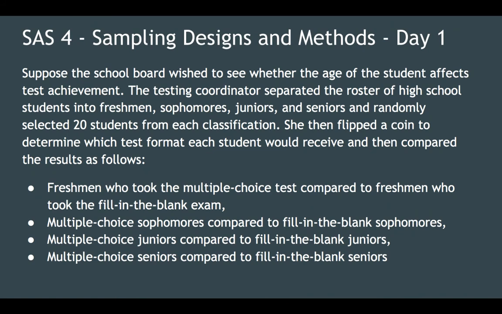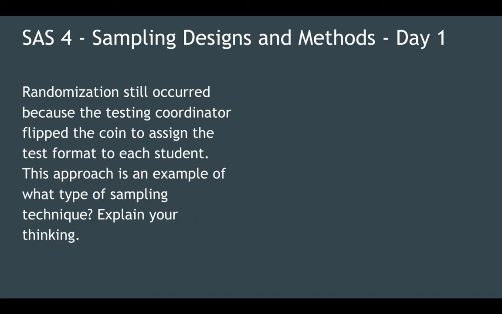All right, suppose the school board wished to see whether the age of the student affects test achievement. The testing coordinator separated the roster of high school students into freshmen, sophomores, juniors, and seniors, and randomly selected 20 students from each classification. She then flipped a coin to determine which test format each student would receive, and then compared the results as follows. Freshmen who took the multiple choice test compared to freshmen who took the fill in the blank. Multiple choice sophomores compared to fill in the blank sophomores, and so on through juniors and seniors. This would be considered what kind of method? Randomization still occurred because the testing coordinator flipped the coin to assign the test format to each student. The approach is an example of what type of sampling?